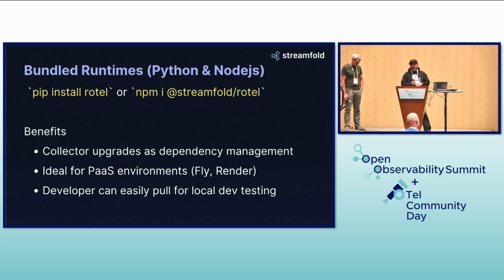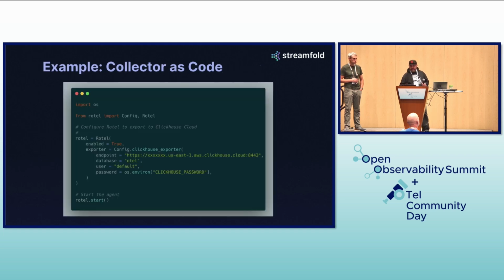With packages, you can just pip install Rotel like this, and there are some benefits to that. As you upgrade the dependencies, you can upgrade your collector, and it's good for platform as a service environments like Railway or Render, and also good for local testing. This is a quick example of what that looks like in Python. With just a few lines of code, I can import Rotel, for example using a ClickHouse exporter, and get it started. It actually has the binary included in the package, so it forks and execs the collector, and you can just point your SDK right to it and run.